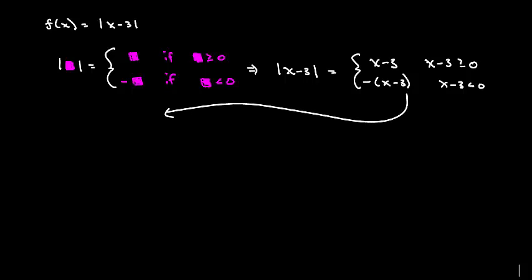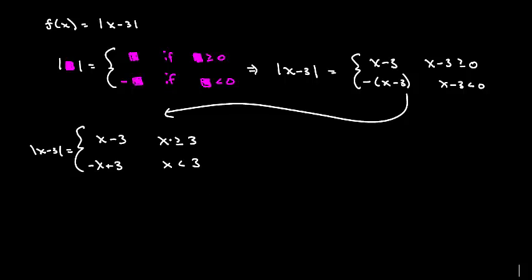Now, we usually write these definitions and ideas in the domain a little bit differently. So what we're going to do here is write this out and simplify it. So we have x minus 3 when x is greater than or equal to 3, and this is going to be equal to negative x plus 3 when x is less than 3. So this is the absolute value of x minus 3.